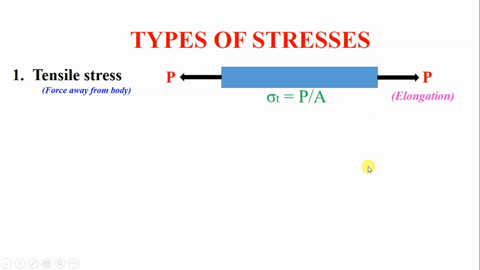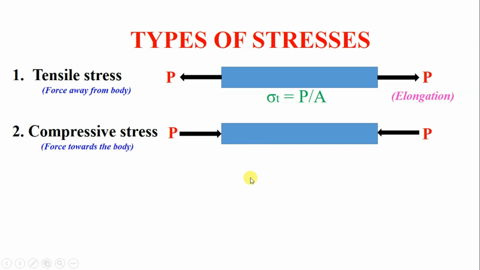Due to this tensile load, the bar gets elongated, that is, it gets increased. The second one is compressive stress. Here you can see in the diagram, the force acting on the body is towards the body, so we call it as compressive force, and hence the sigma is equal to P by A becomes sigma C is equal to P by A, where C refers the compressive force. Due to this compressive force, the bar gets contracted, that is, it gets shortened.